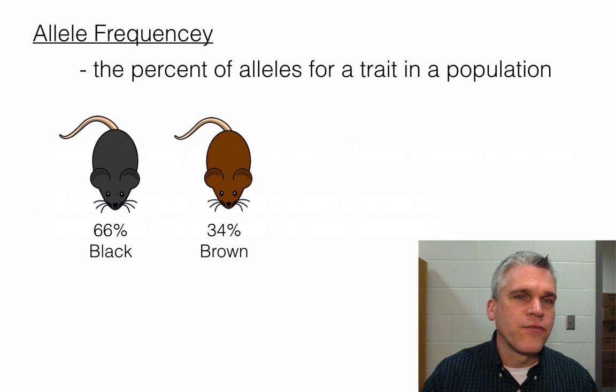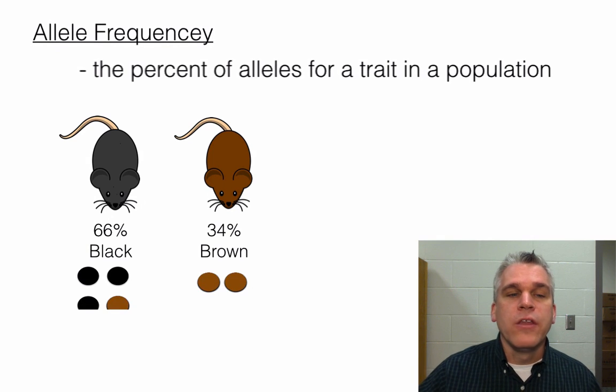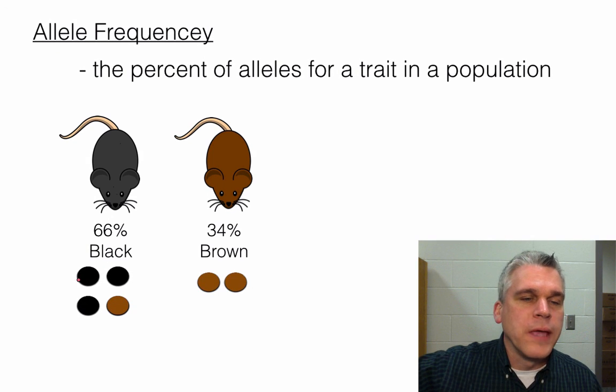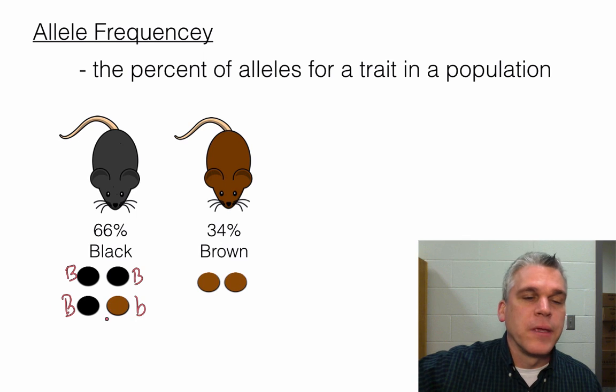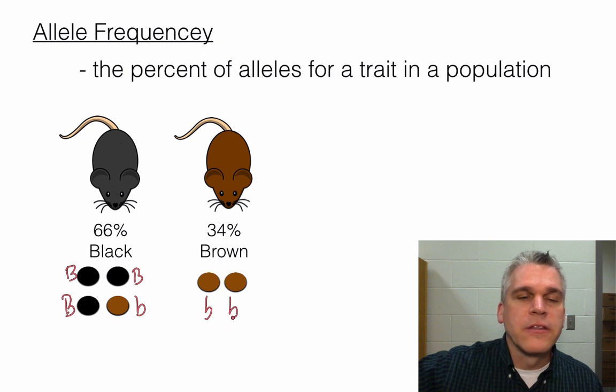So let's go back to this fur color trait. Of all of the black mice, we know that they are either going to be homozygous, big B, big B, and I'm going to use a black circle to represent the dominant allele, or they could be heterozygous, big B, little b. The brown mice, we know what their genotype is. They're little b, little b.